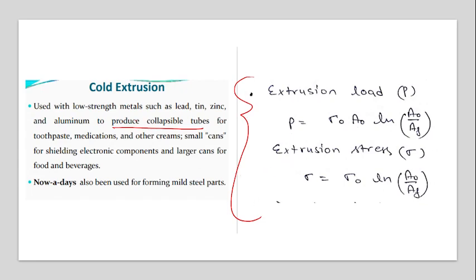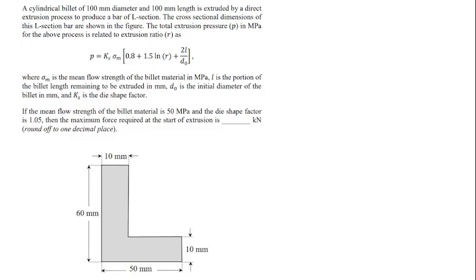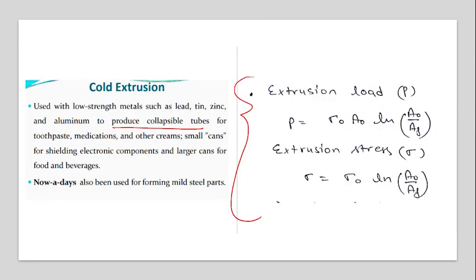And now we will solve this question. Ma'am, what is A0 and AG? It is not AG, it is AF. This is A initial, and this is A final, cross section. In extrusion, you have to take cross-sectional area, even if you are calculating extrusion ratio or you are calculating load or stress.